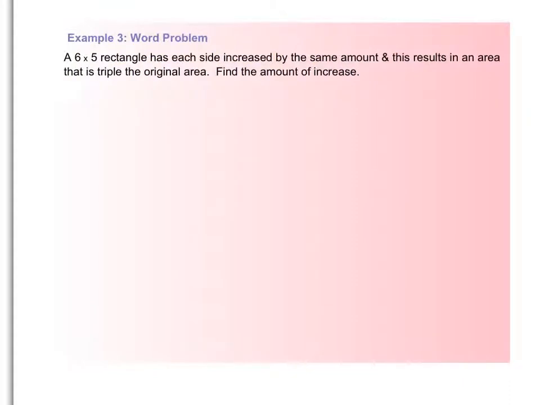Okay, here's a word problem. We're going to have to write a quadratic equation and then solve it by any method of our choice: factoring, completing the square, or quadratic formula. Those are the three we know at this point. So it says a 6 by 5 rectangle has each side increased by the same amount, and this results in an area that's triple the original area. Find the amount of increase. So let's define a variable. Let's call x that amount of increase we're looking for.